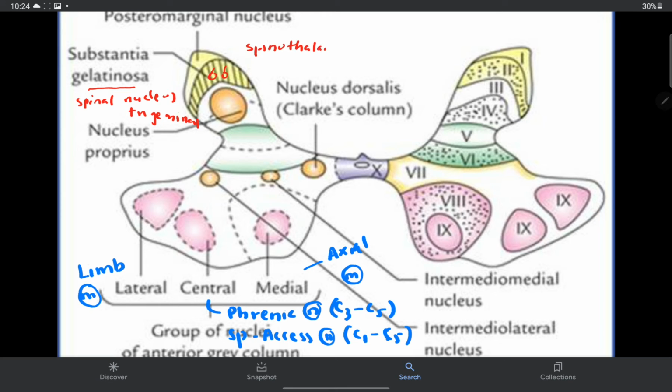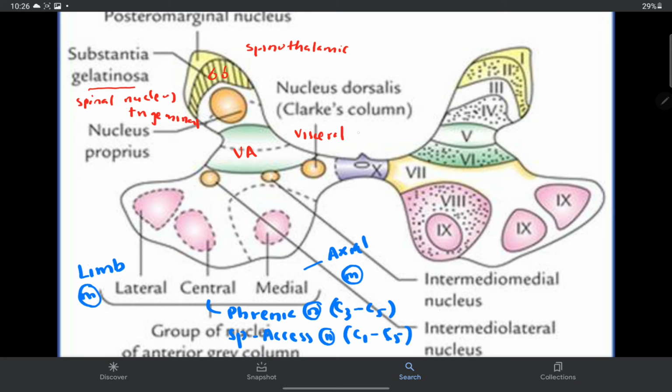Spinothalamic tract, that is a second order neuron. So this spinothalamic tract is actually the second order neuron which is involved in the sensation of pain, temperature, crude touch. So these sensations reach the thalamus, the somatosensory region of the thalamus. Then we have the nucleus proprius in front, and in front of the nucleus proprius we have the visceral afferent.